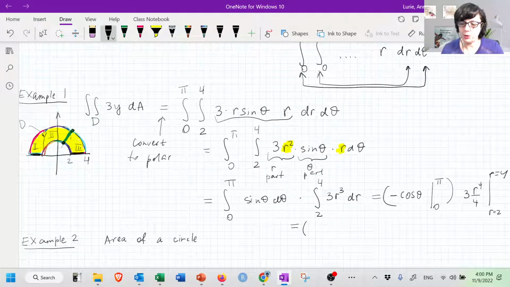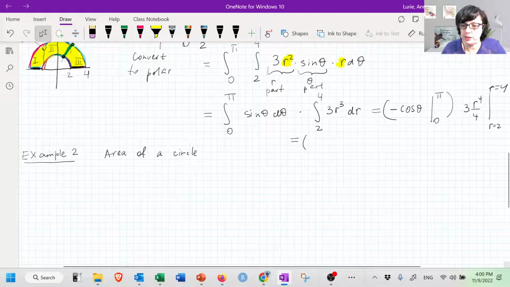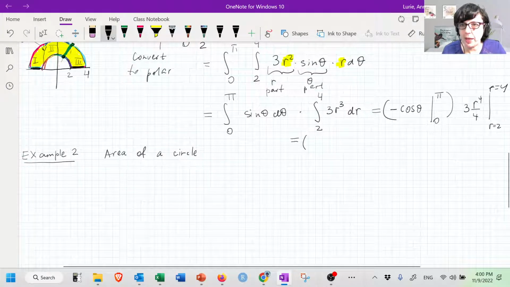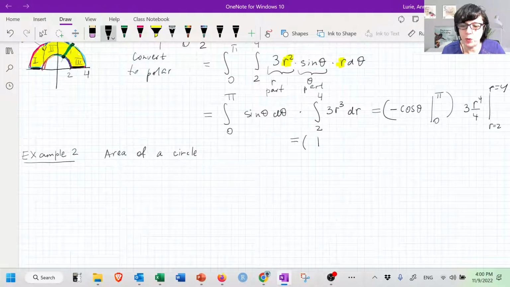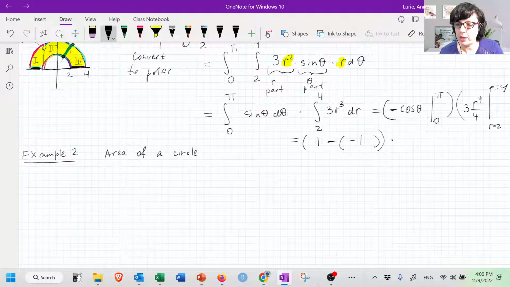So negative cosine pi. Now if you don't remember it, you can always go to Desmos, but cosine pi is actually -1. So that's going to be negative of -1, so that's going to be 1. And then we subtract what happens when we substitute 0. So I'm going to put it in parentheses. Well, cosine 0 is 1, but there is another negative here, so that will actually become -1.